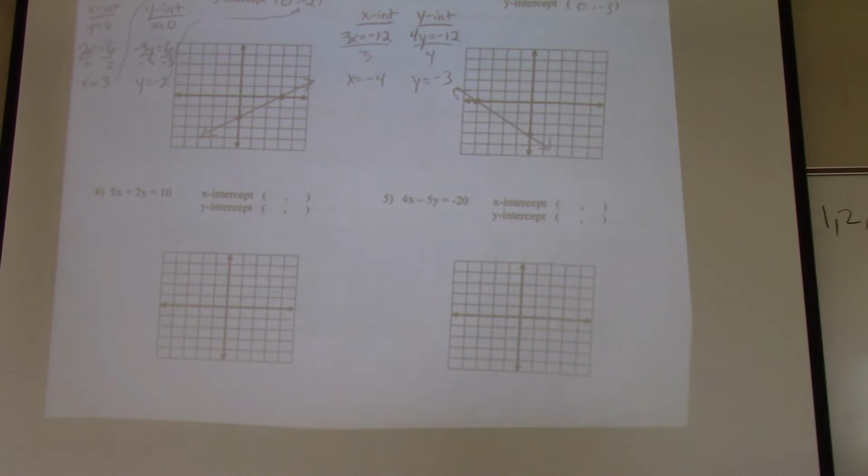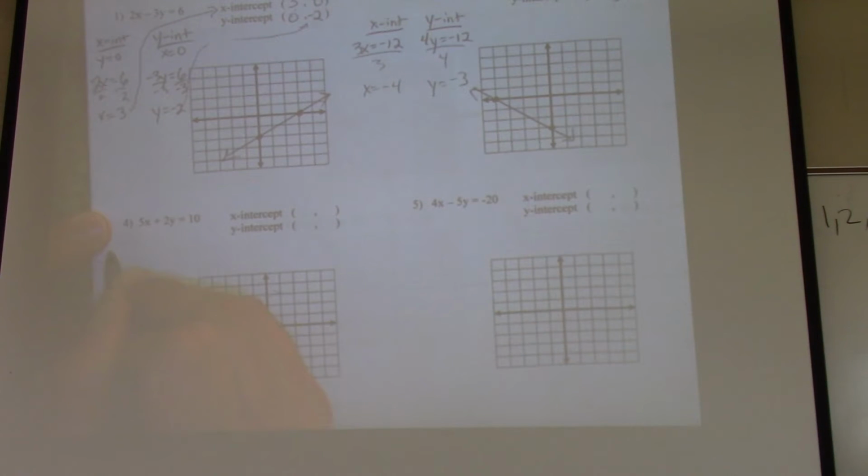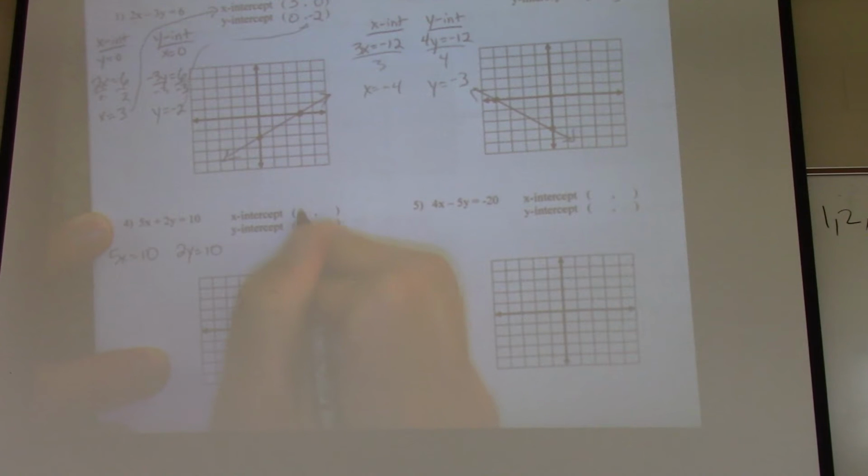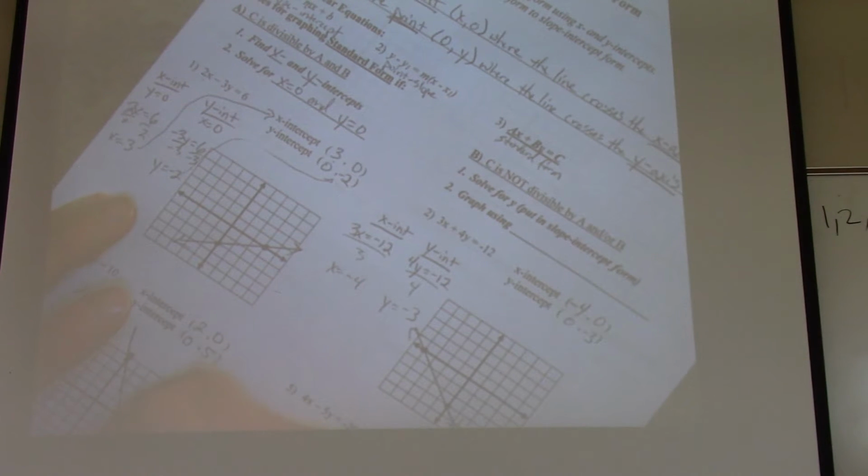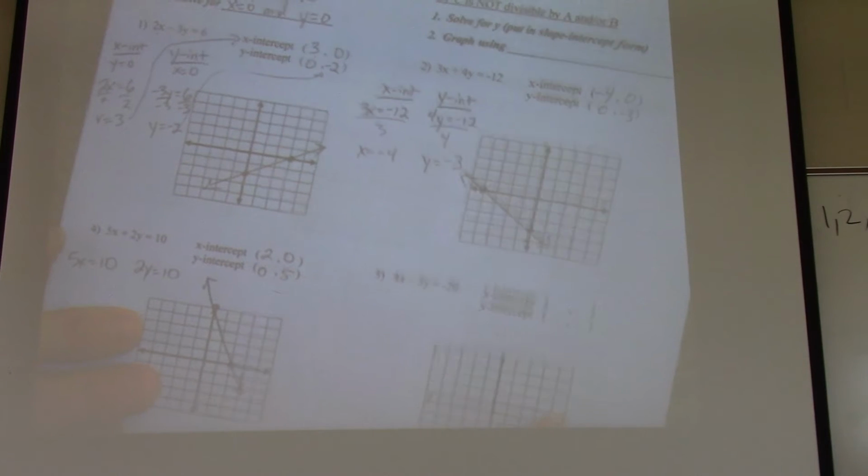Alright, so let's take a look. I'm guessing you just went 5x equals 10, 2y equals 10, and divided it out. You get (2, 0) and (0, 5). And that is correct. (0, 5) right here, (2, 0) right here. I'm not an artist, but I'm going to do my best here. That's good enough for me.